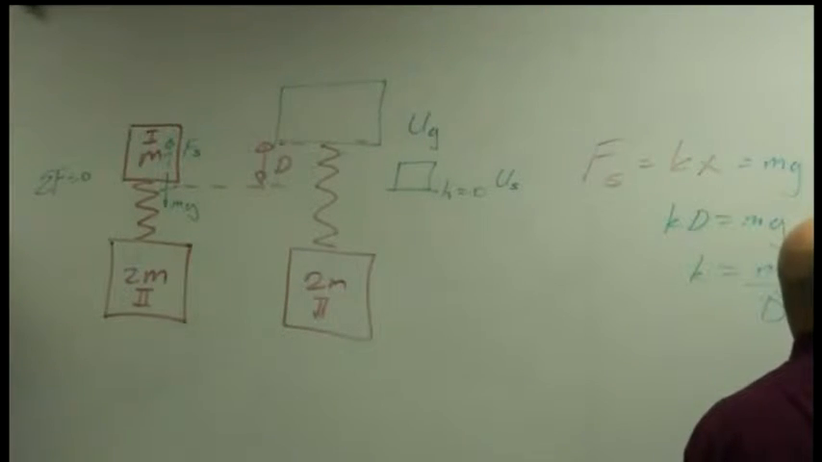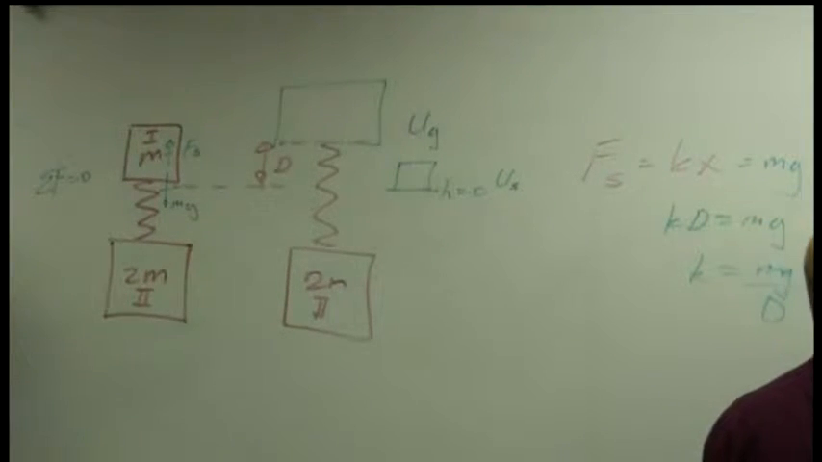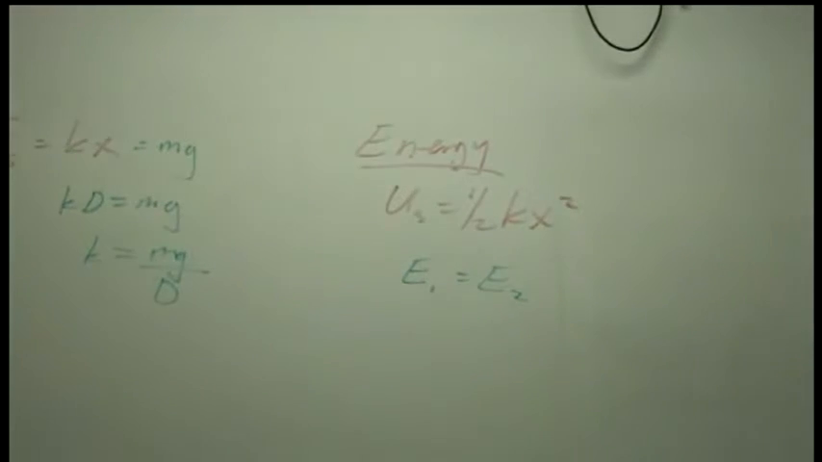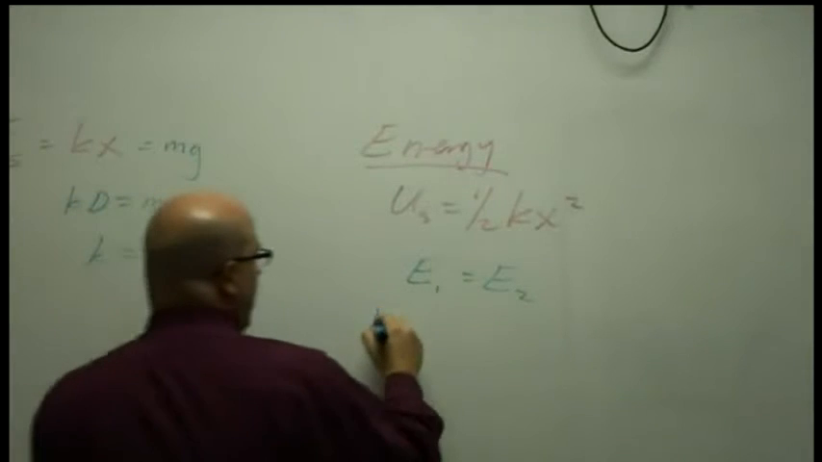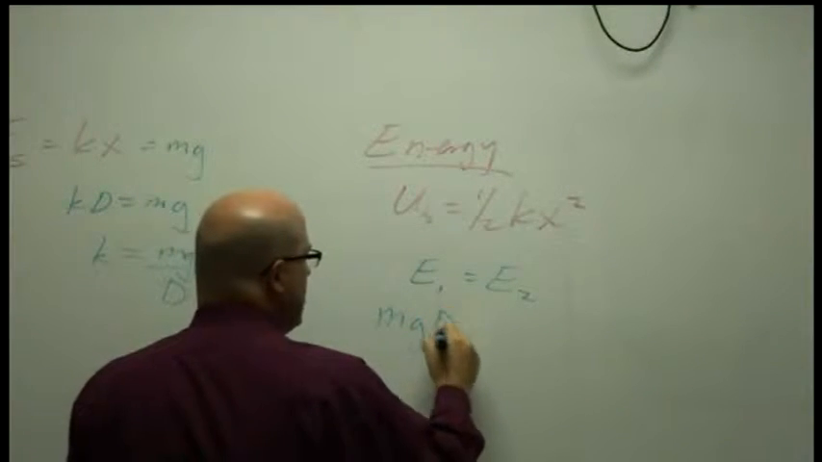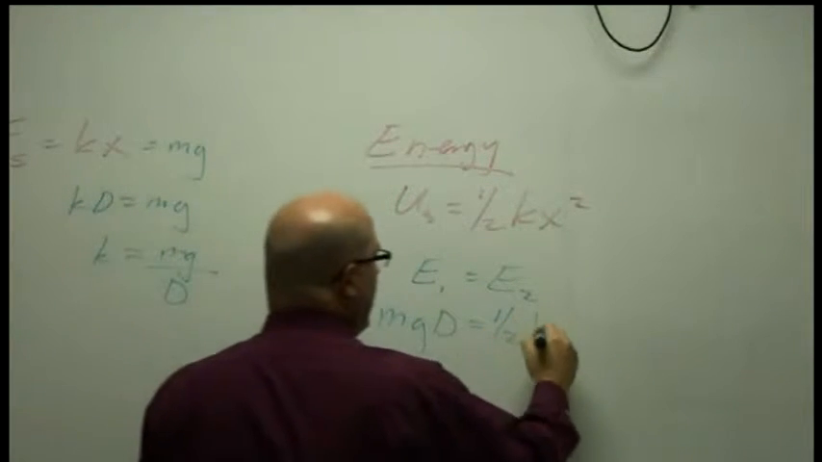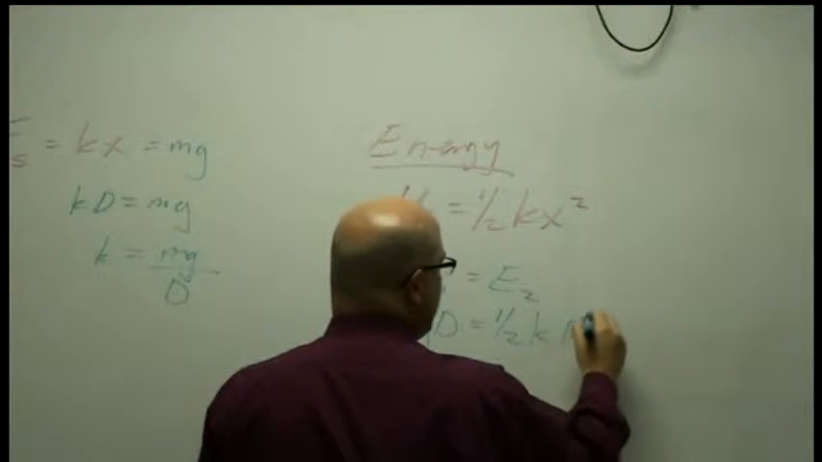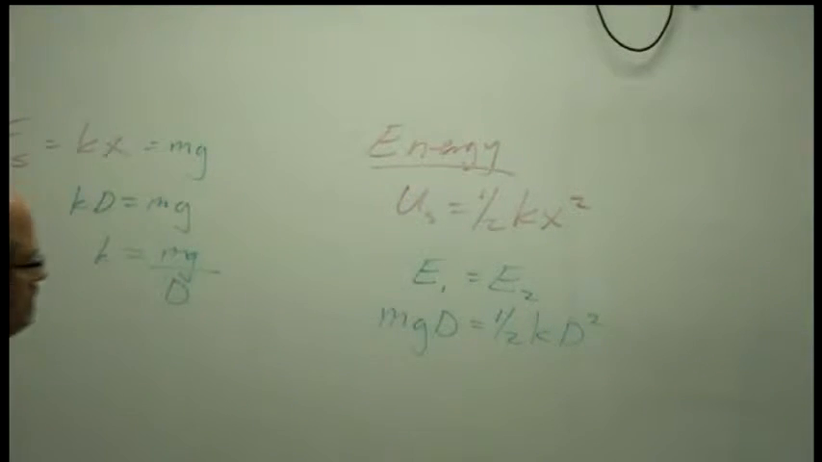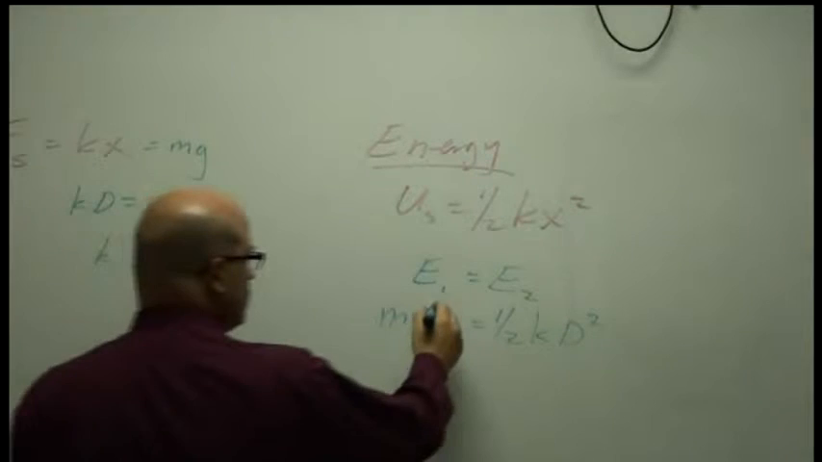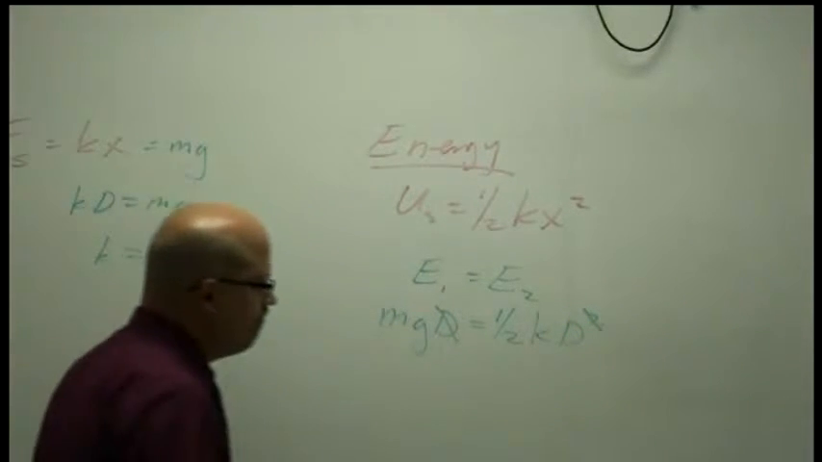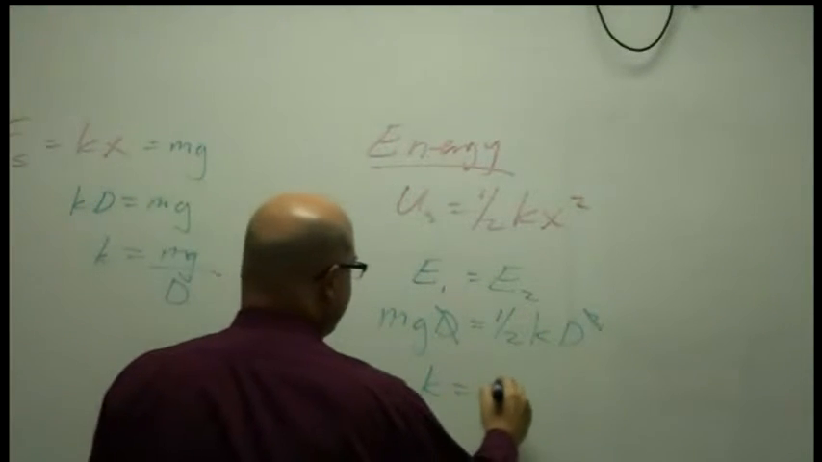Our plight is that energy at location 1 equals energy at location 2. mgd equals 1/2 k d squared. Take out the square of the d, and k would be 2mg over d, and you don't know what to do.